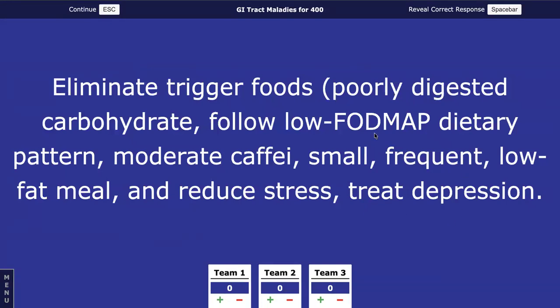So this is a treatment plan for what disease? What malady? Eliminate trigger foods, poorly digestible carbohydrates, follow a low FODMAP dietary pattern, moderate caffeine, small, frequent, low-fat meals, and reduced stress treats depression. What is this a treatment plan for? Yep, IBS.